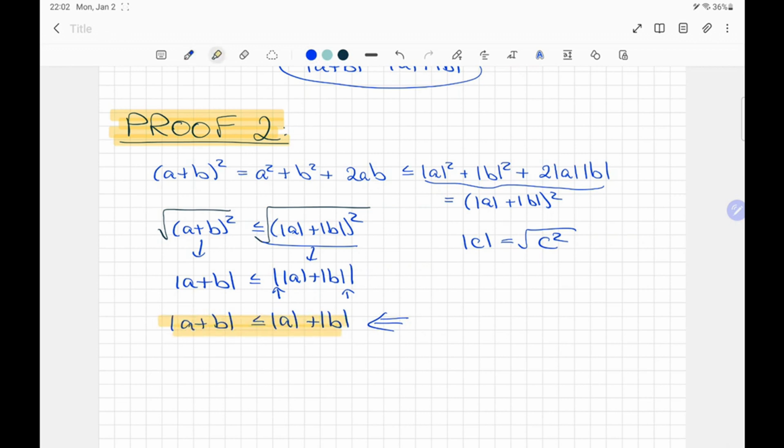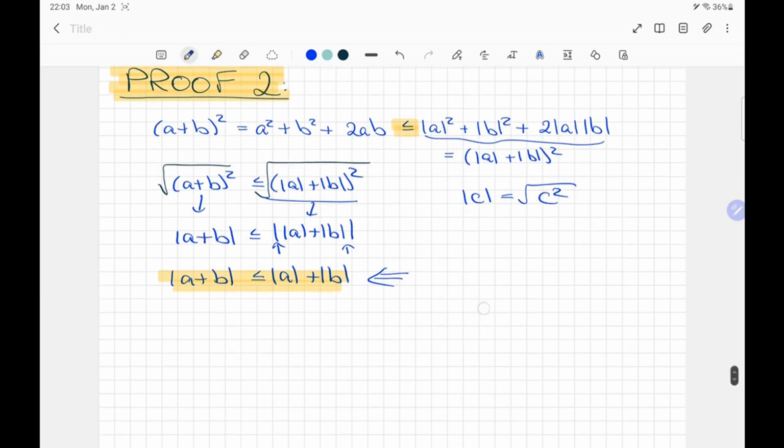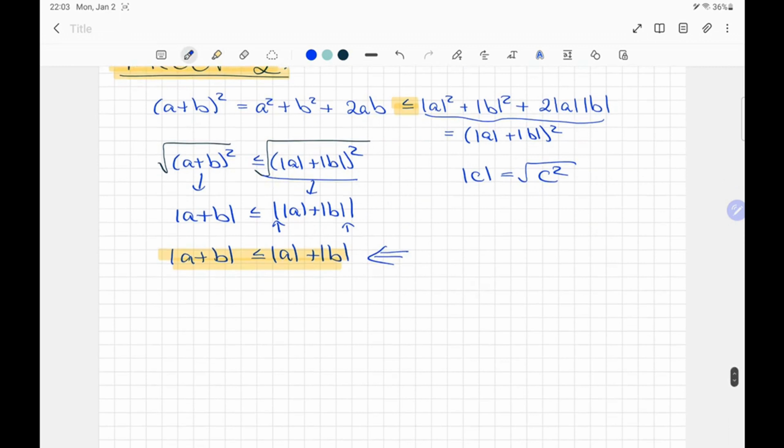Now, this whole proof hinges on the fact that this less than or equal to sign is actually correct. So let's take a look at that more carefully, because we have to convince ourselves that this is indeed the case. So let's take a look at a squared plus b squared plus 2ab and compare it. I'll put the less than or equal to sign in anticipation of what we're going to end up with. So we're going to compare it with the absolute value of a squared plus the absolute value of b squared plus 2 times the absolute value of a times the absolute value of b.